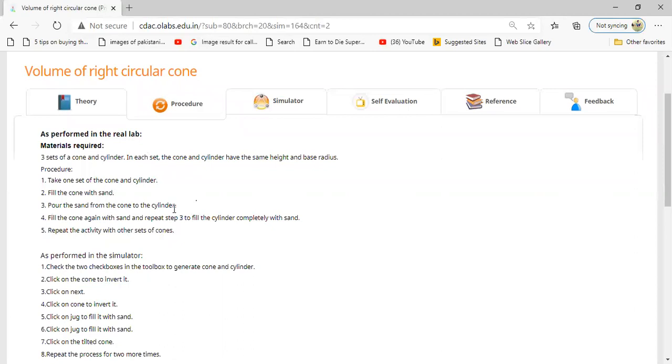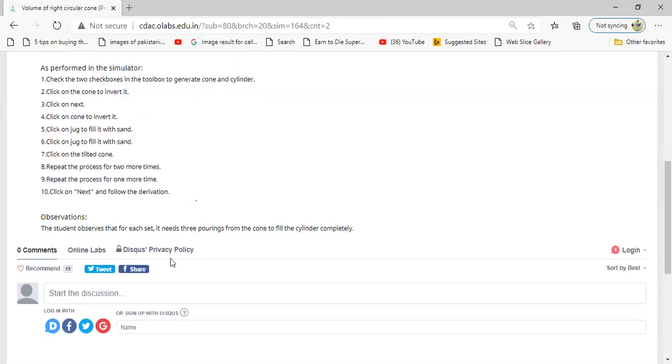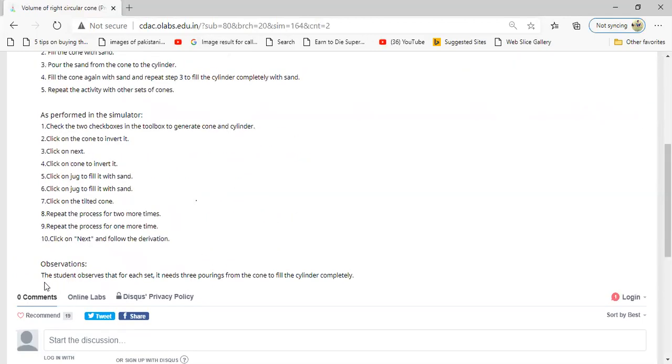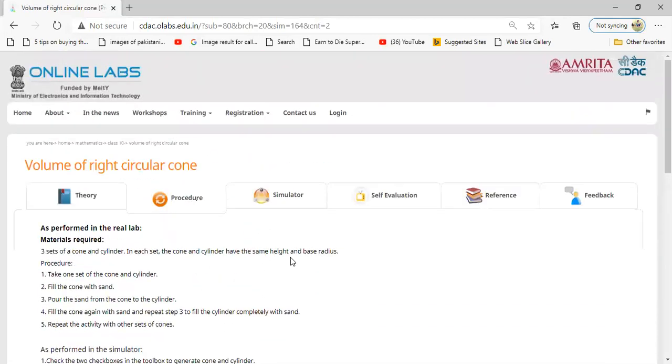Pour the sand from the cone to the cylinder, fill the cone again with the sand and repeat 3 steps to fill the cylinder completely with the sand. Repeat the activity with other sets of cone. 3 times you have to fill. Observation: the student will observe that for each set it needs 3 pourings from the cone to fill the cylinder completely.